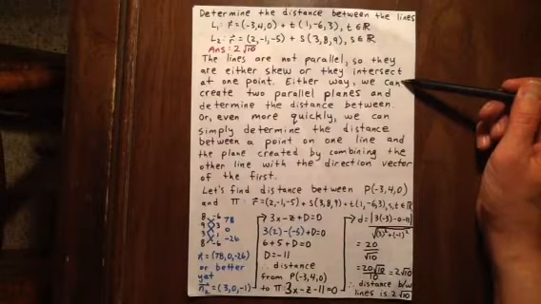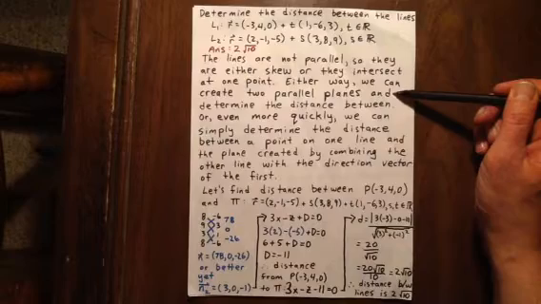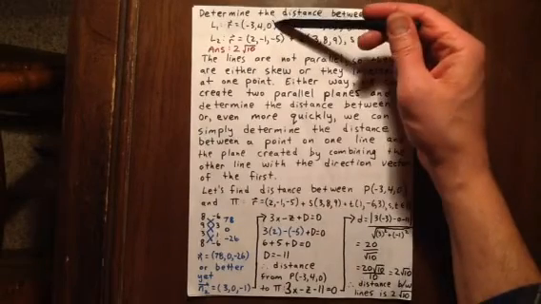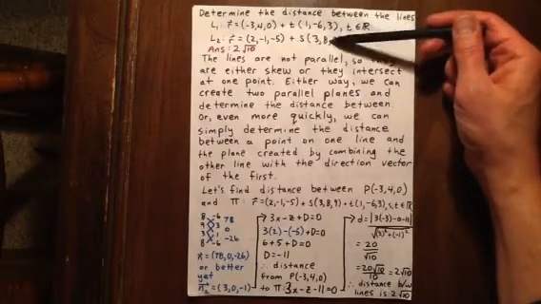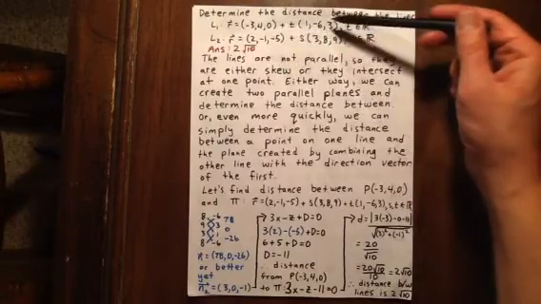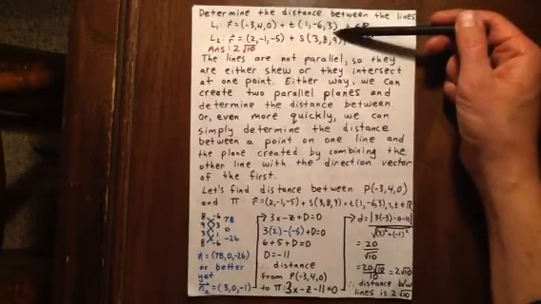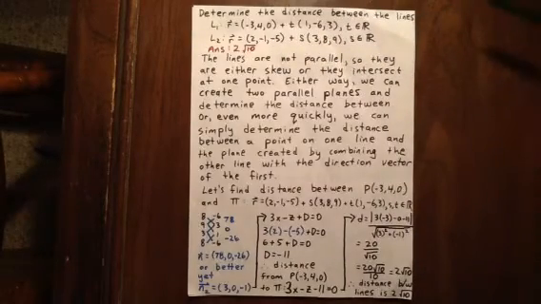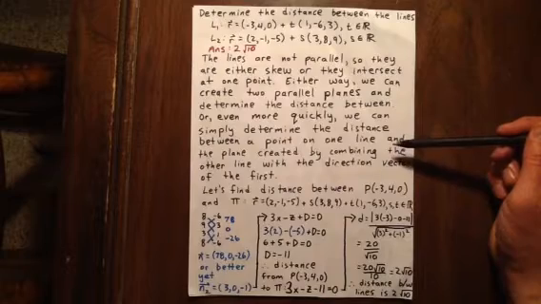at one point. And regardless, what we can do is create two parallel planes by using the point on one and then crossing the direction vectors of the two lines to get the equation of one plane, and then using a point on the other and crossing the direction vectors of the two lines to get the equation of the other plane. So what we're going to do is take that second method.